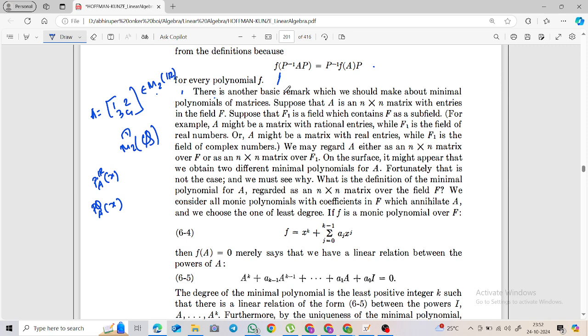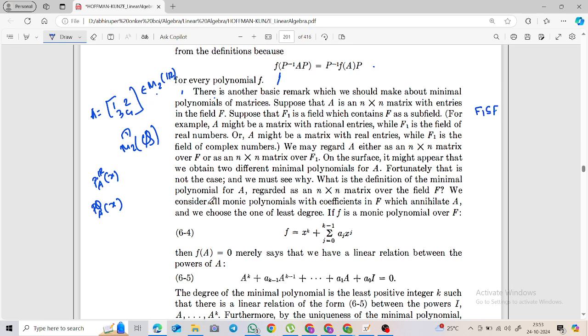So let's read this. There is another basic remark which you should make about minimal polynomials of matrices. Suppose that A is an n cross n matrix with entries in the field F. Suppose that F1 is a field which contains F as a subfield, for example F is the reals and F1 is the complex numbers. We may regard A either as an n cross n matrix over F or an n cross n matrix over F1. On the surface, it might appear that we obtain two different minimal polynomials for A. Fortunately, it is not the case, and we must see why.